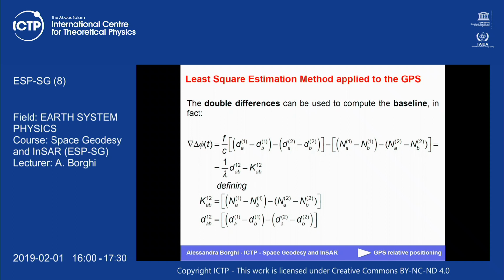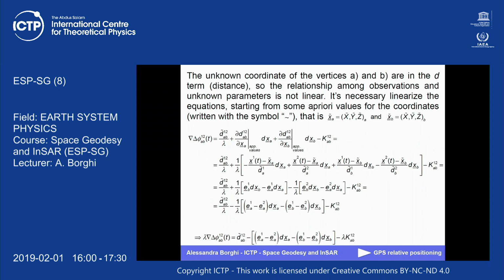So we have a term related to the geometric part, the distances between receiver and satellite, and we can write this in terms of differences between receiver A and receiver B. And we also have a combination of ambiguity. So these are our unknowns, we can say. Our unknowns are inside. We have our unknowns in the distance.